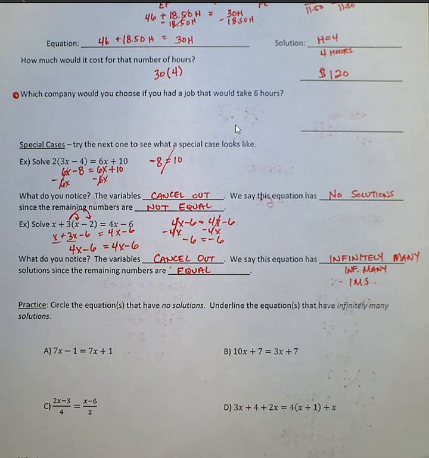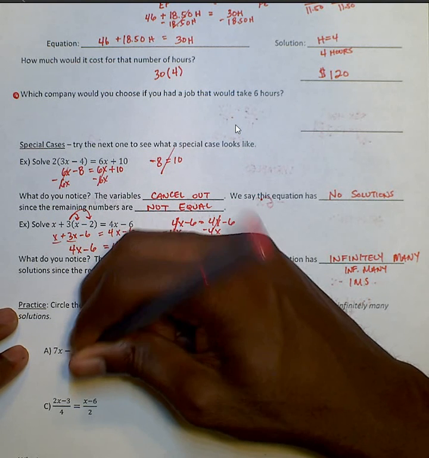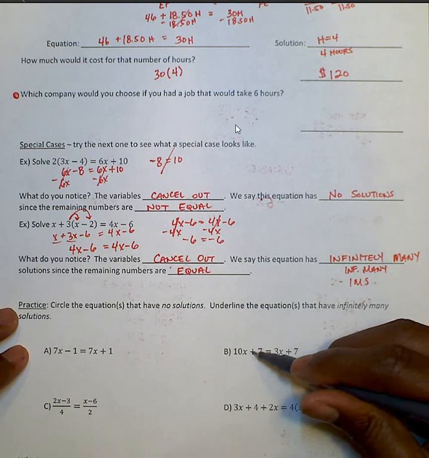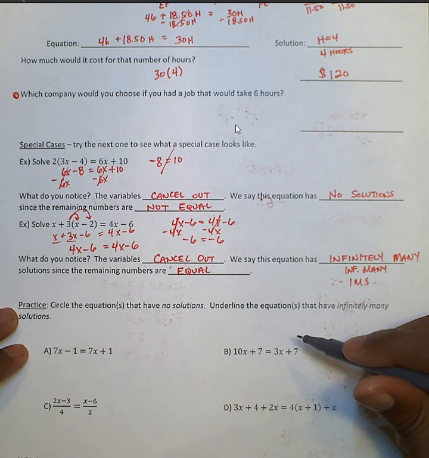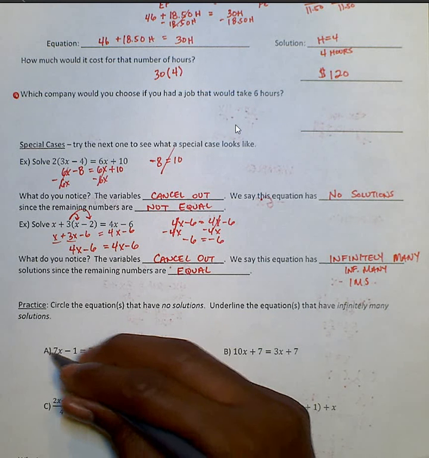Alright, so this practice down here says circle the equations that have no solutions and underline the equations that have infinitely many solutions. So infinitely many solutions basically says the two sides of the equation are the same. Let's look at where the two sides of the equations are basically the same. Here we have 7x minus 1 and 7x plus 1. Are the two sides of the equation basically the same? No. 10x plus 7, 3x plus 7. Two sides the same? No. Actually, let's just go through and solve. We can talk about the shortcut later.